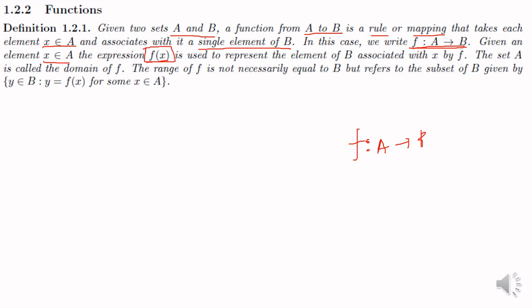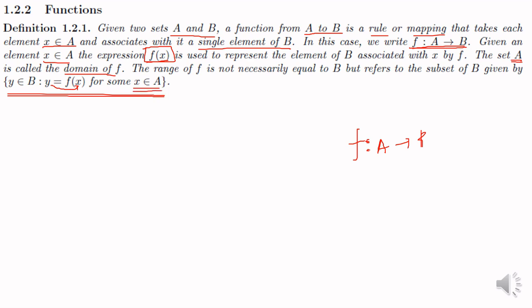The set A is called the domain of f, and the range of f is not necessarily equal to B, but it refers to the subset of B given by the set of all y elements of B such that y is equal to f of x. That means this is the definition for range. Range means the set of all y elements of B such that y is equal to f of x. That means y is the image of some x in the set A.